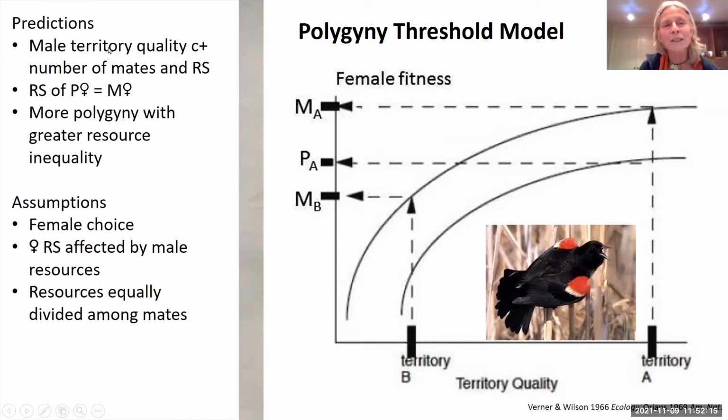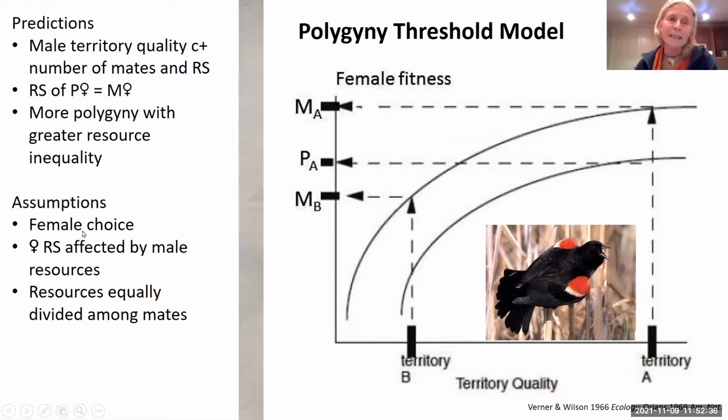So the main predictions are that male territory quality will correlate positively with the number of mates a male has and his reproductive success. Secondly, that the fitness of polygynous and monogamous females will be the same. I already talked about that. And thirdly, between populations, not within populations, there will be more polygyny with greater resource inequality amongst males.